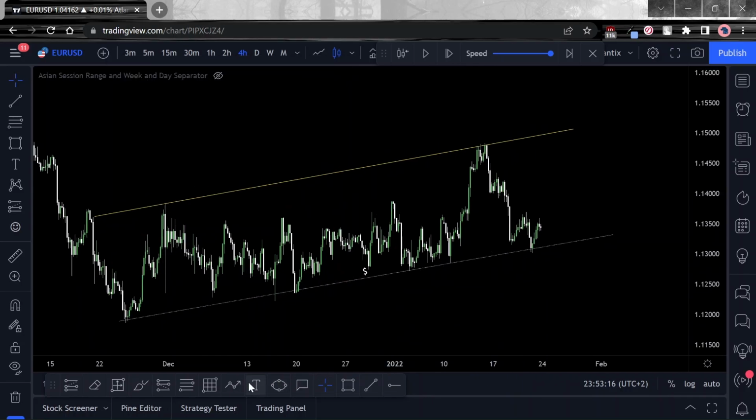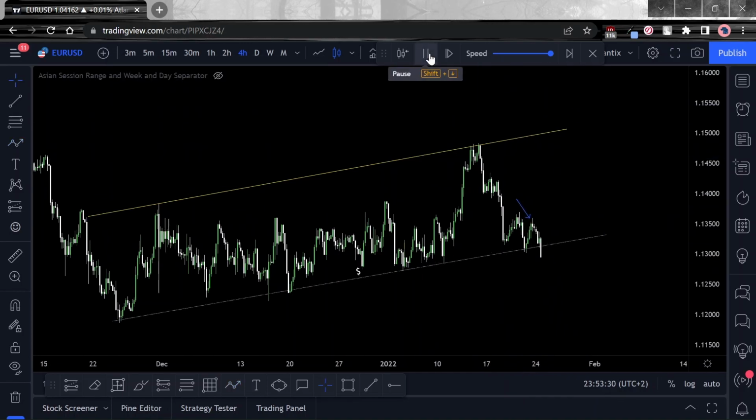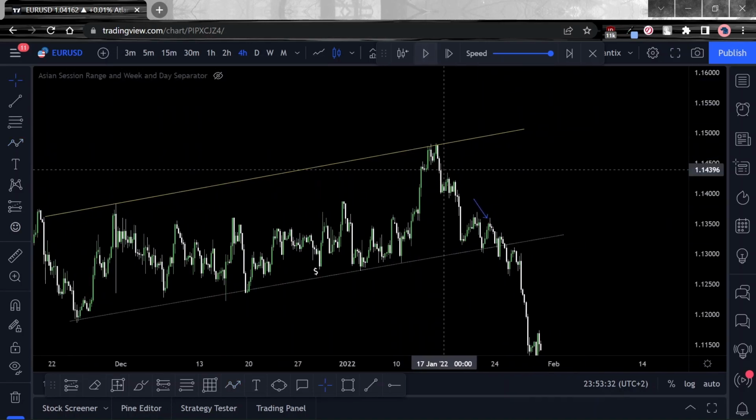Now look at what has just happened here. We've got price coming into the trend line, rejecting and giving the momentum to push to the upside. So for us, obviously, we're watching closely and waiting to see what's going to happen next, right? And look at what happens next.